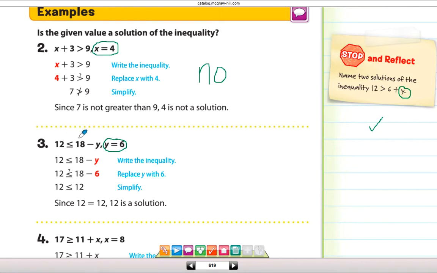And I'm saying it that way because I'm thinking backwards here. But really, we can read it from left to right. Is 12 less than or equal to 12? Well, 12 is not less than 12, but 12 is equal to 12, so this one works.